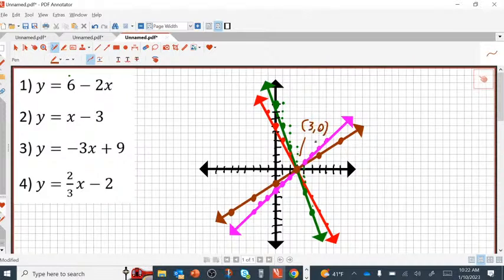Which, by the way, do you guys think there's some mathematical significance to that, or do you think that was just a fun thing I did so that you could tell if you were doing this right? What do you guys think, mathematical significance or just a fun thing? There is definitely mathematical significance to this, which is what today's lesson is all about.